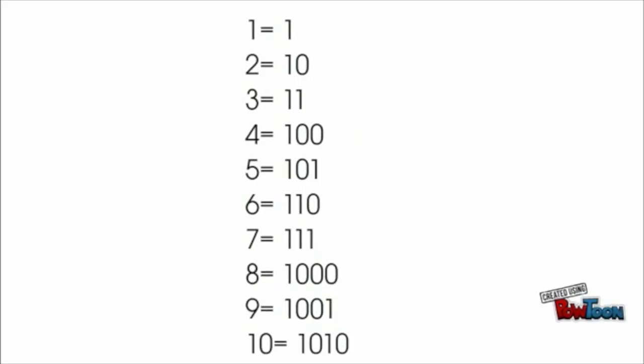Okay, before we start going on to examples, firstly, I'll show you the basic pattern for counting in binary. As you can see, 1 is 1, 2 is 1 0, 3 is 1 1, 4 is 1 0 0, and so on. You can obviously see the pattern. Okay, let's go into some examples.